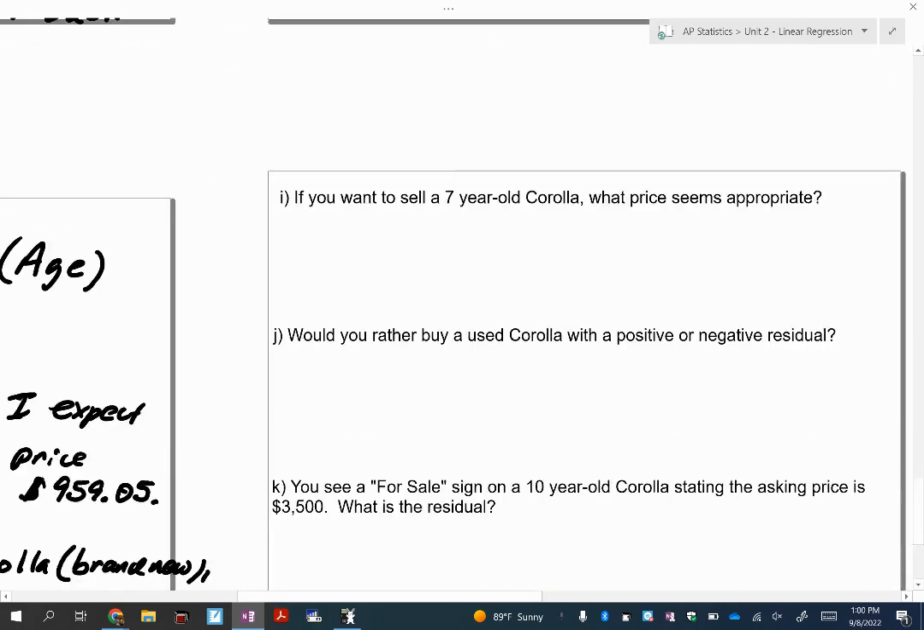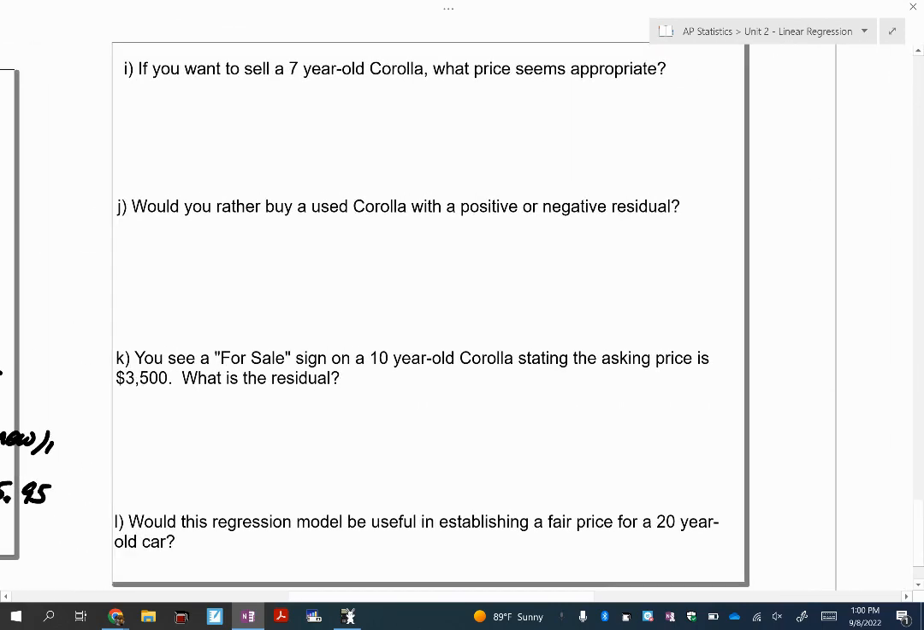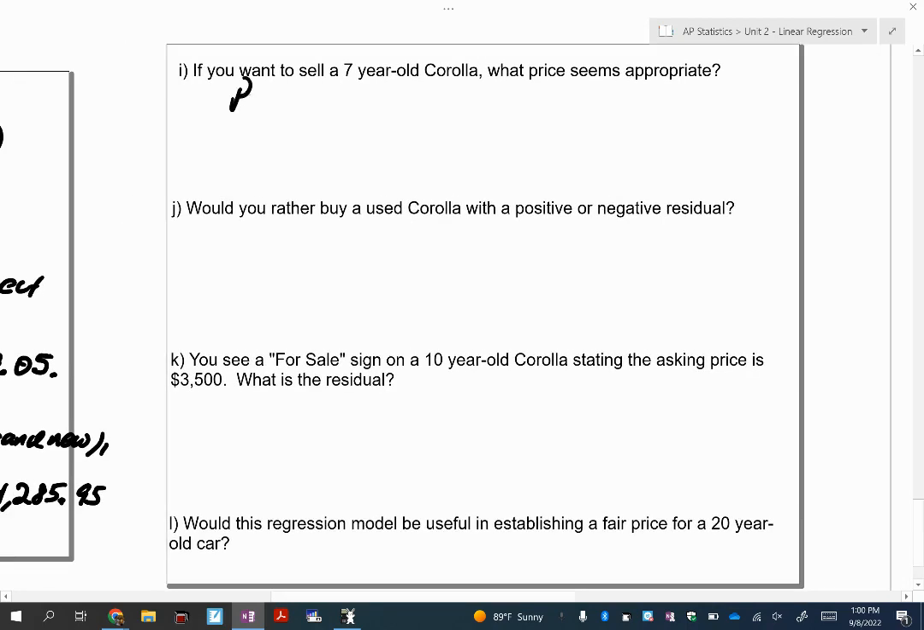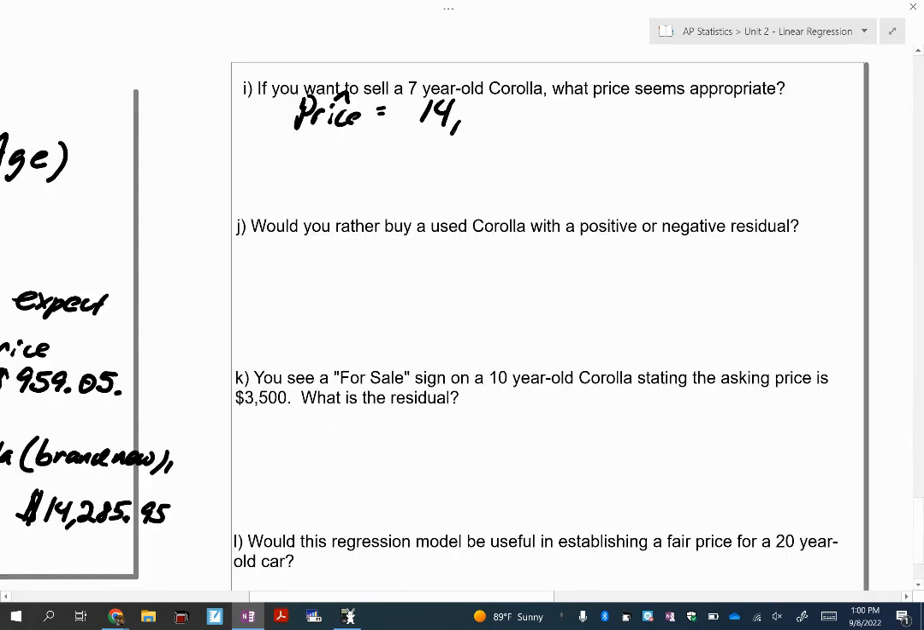Okay, now let's go and answer these last questions and we'll be done. So if you want to sell a 7-year-old Corolla, what price seems appropriate? The way we do this is price hat equals 14,285.95 minus 959.05, and I'm plugging in 7 for my age.